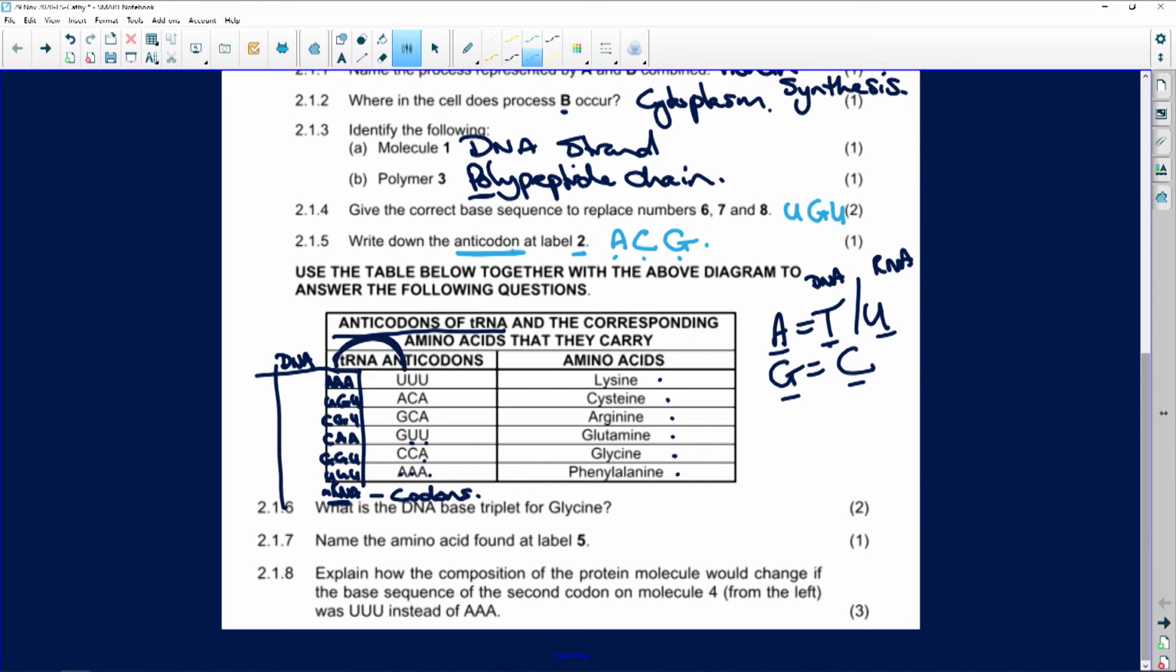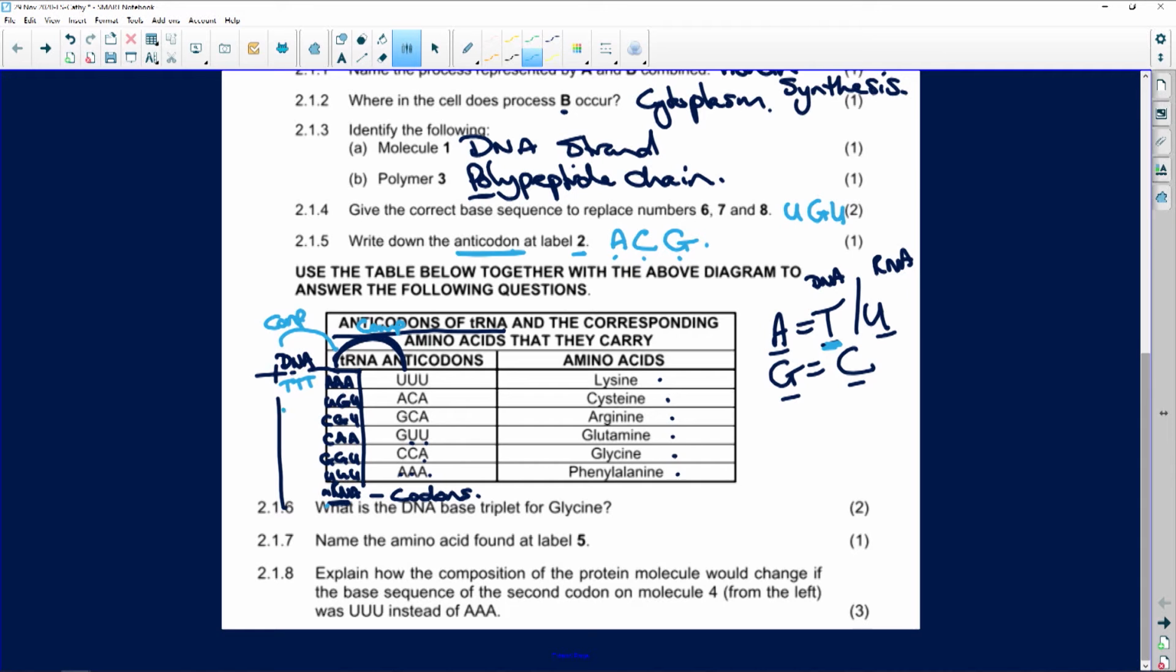Now, if we look at our DNA and our messenger RNA, we're going to have another set of complementary here. And remember, this was complementary. So AAA is going to be UUU. Oh, sorry, not UUU, TTT. It's going to be TTT. Why? Because remember, DNA has thymine and RNA has uracil.